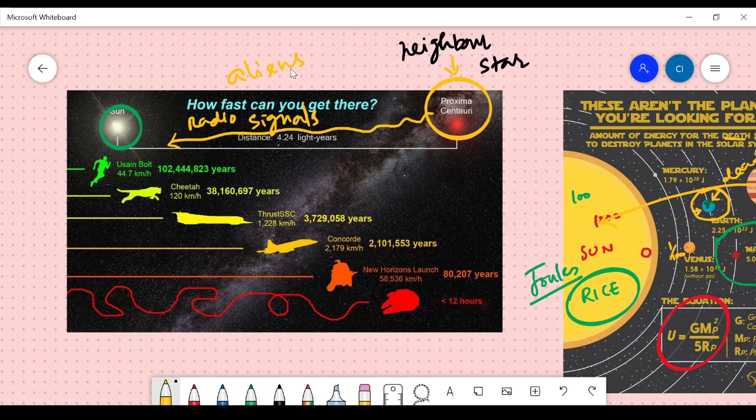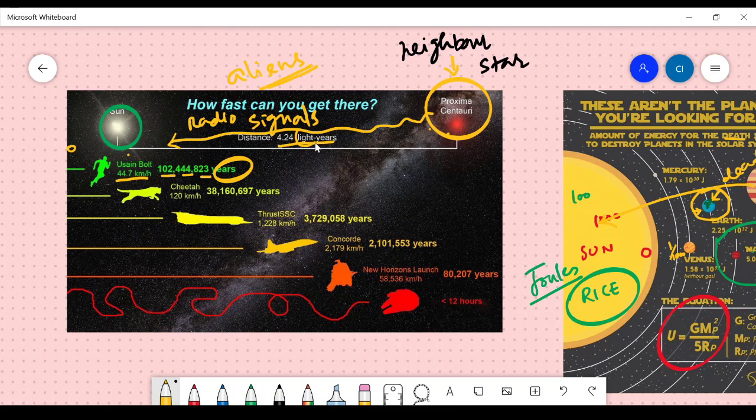Aliens means foreigners, those who do not belong to Earth, if they are present or not, we're trying to find. So this signal that came last week from this Proxima Centauri star had some strange signal. The distance from the Sun to Proxima Centauri is about 4.24 light years. If Usain Bolt starts running from Earth at about 44.7 kilometers per hour, it will take 102,444,823 years, so much amount of years.